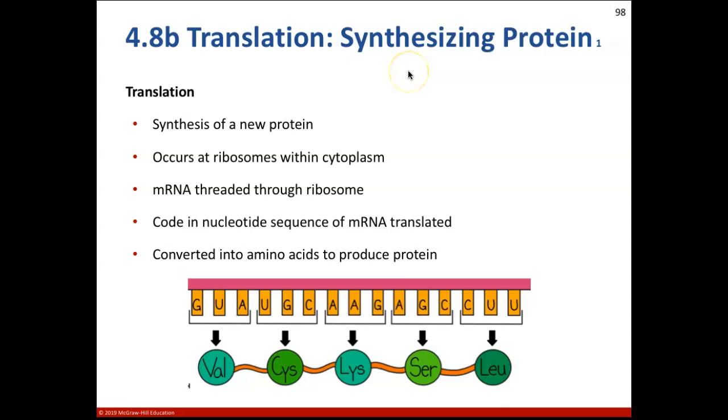It's going to occur at those ribosomes that we talked about within the cytoplasm, and our mRNA strand is threaded through the ribosome. We are going to look at the nucleotide sequence on our mRNA strand, and that will translate into an amino acid. So I want to show you something really quick that you are going to do in your lab or within your lab manual.